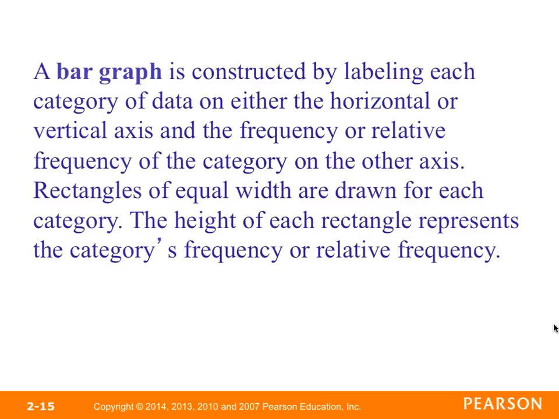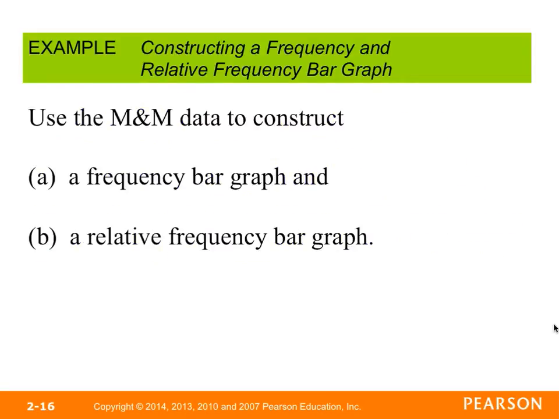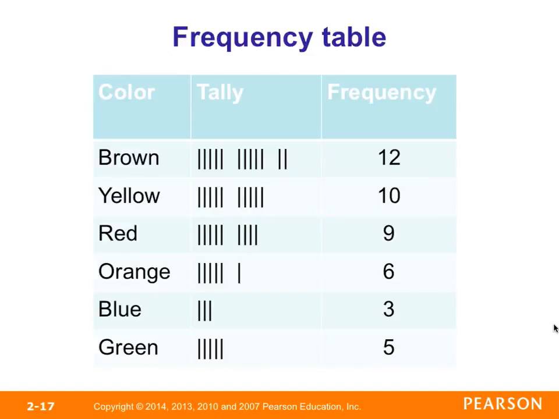The rectangles need to be of equal width, and then the height of each rectangle represents the category's either frequency or relative frequency. The shapes of these two distributions, frequency and relative frequency, would be the same for any given distribution. It just depends on the labels that you're putting on the actual axis that has the frequencies. So we want to use the M&M data to construct a frequency bar graph and a relative frequency bar graph. So we already have our frequencies and our relative frequencies, so this shouldn't be too difficult to do. So again, we have our data here, our 12 brown M&Ms.